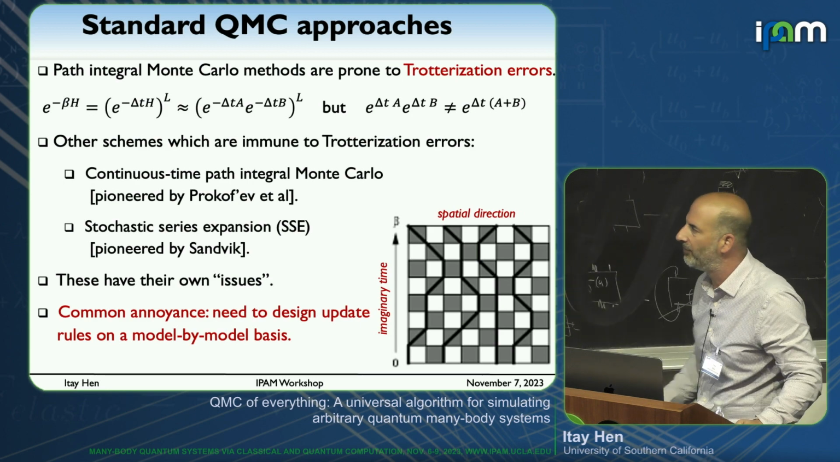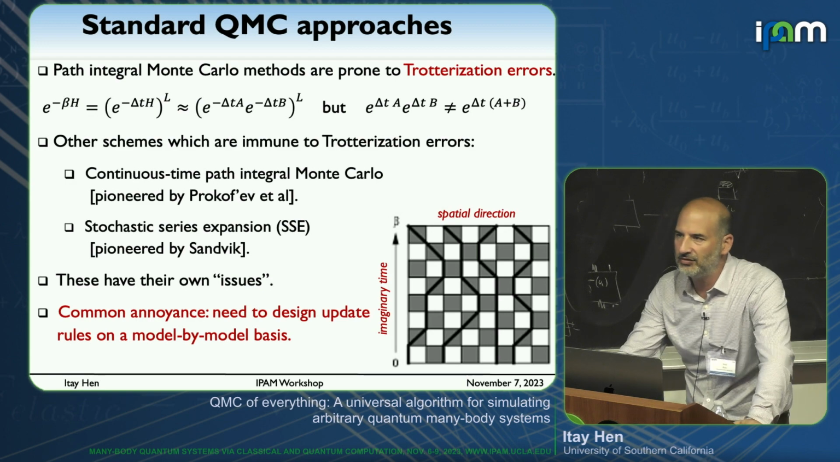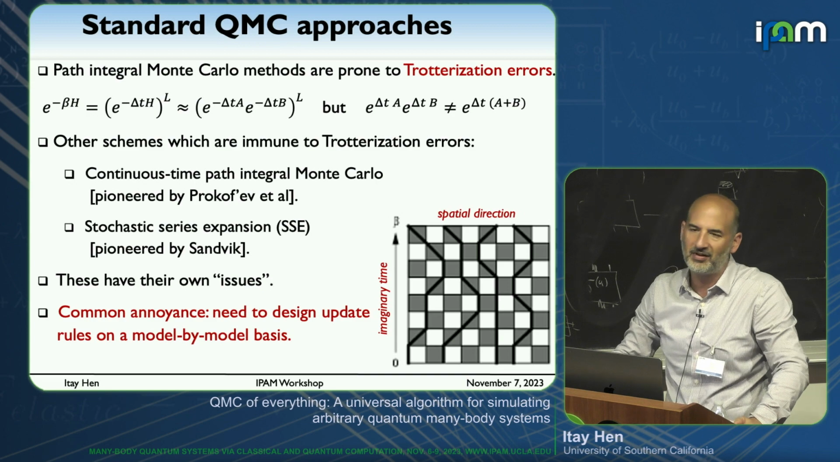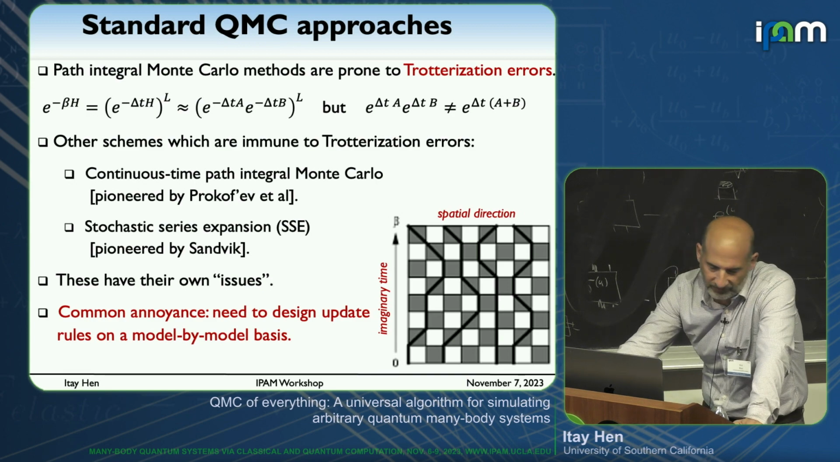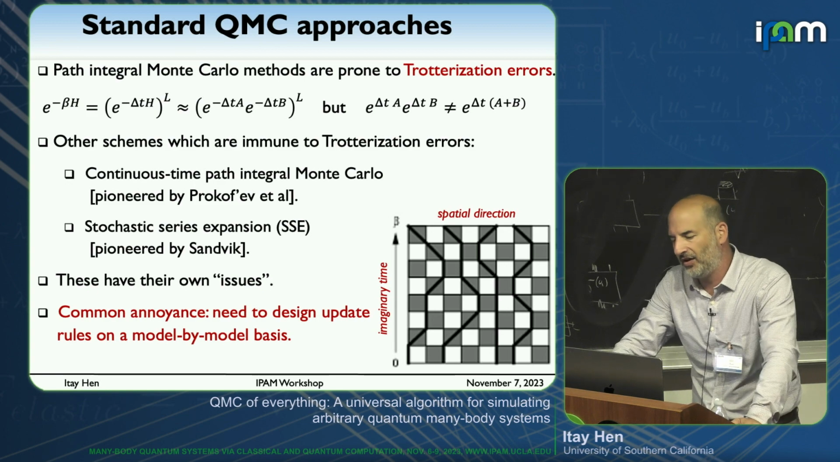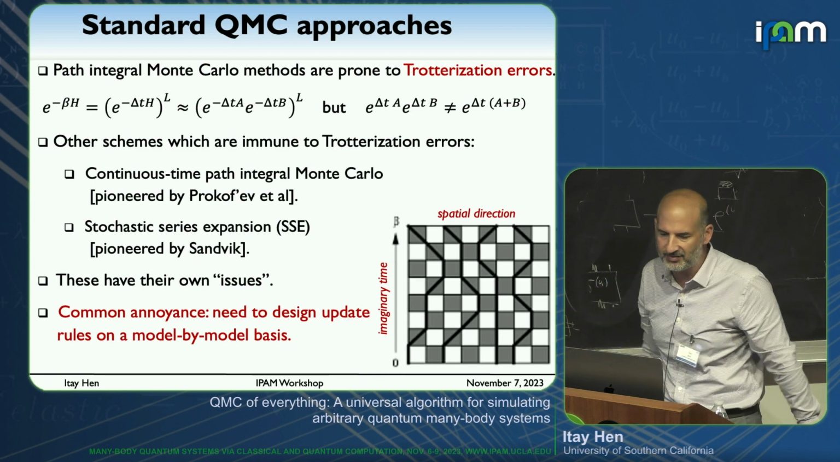And of course, this is not correct. This is an approximation. But you can use that to generate a Markov chain, and this is called path integral quantum Monte Carlo. Which, again, I'm pretty sure is the most famous one. It has trotterization errors, which can be mitigated if you take many slices and so on.